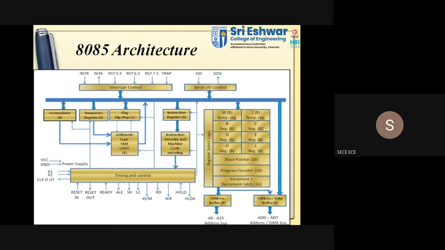So these are all some registers which support the computation done by the ALU. And next come your stack pointer, program counter, increment or decrement latch. All these are 16-bit. Okay, 16-bit is equivalent to 2 bytes. 1 byte equals 8 bits, 2 bytes equal 16 bits. So your stack pointer, program counter, increment and decrement latch are 16-bit each.